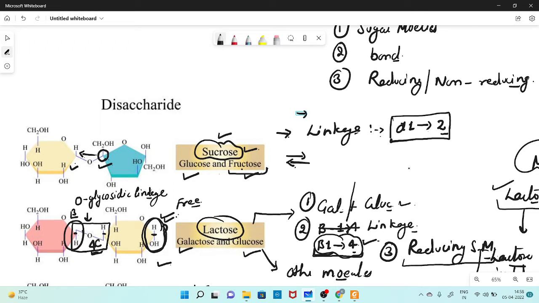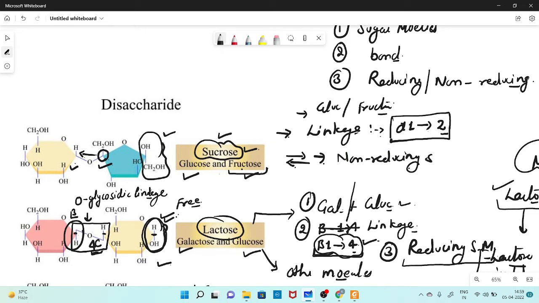It is made up of glucose and fructose, and now there is no reducing end present in the structure. So this sugar is called a non-reducing sugar, which means sucrose cannot react with other sugar molecules, right?